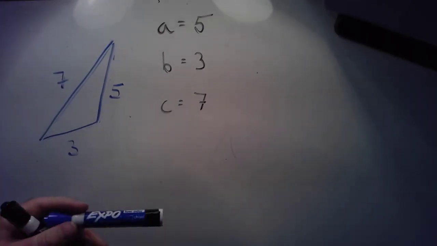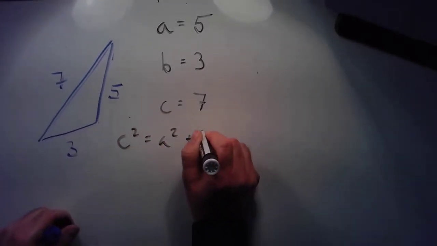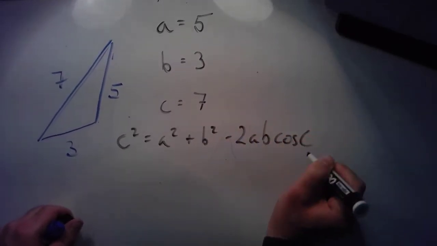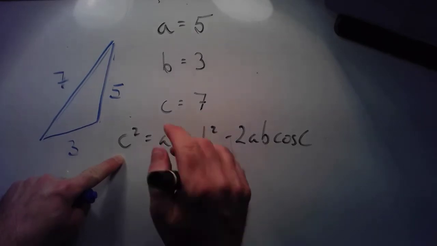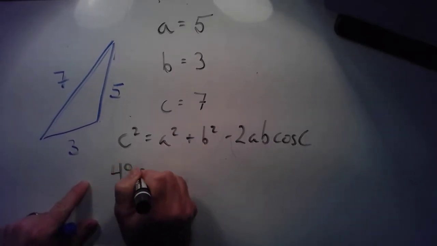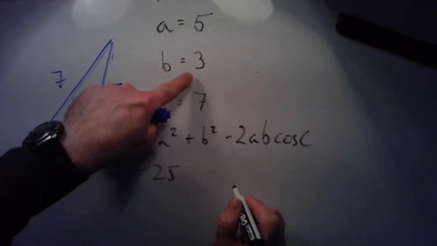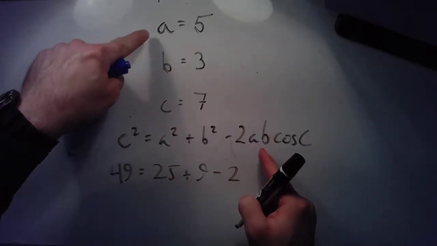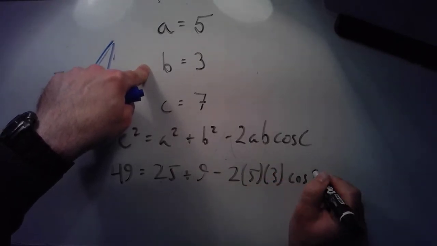So let's see here. C squared equals A squared plus B squared minus 2AB cosine C. It's going to be much easier to have values in there than dealing with these variables. So C squared would be 7 squared. A squared would be 5 squared. B squared would be 3 squared. 2AB, 2 times 5 times 3 cosine of C.